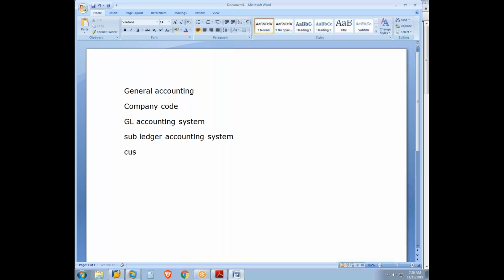One is called customer accounts, which are also called receivable accounts. And then you have vendor accounts, which are basically the payable accounts. And then you have asset accounts. These are the three types of sub-ledger accounting system you have in general SAP.